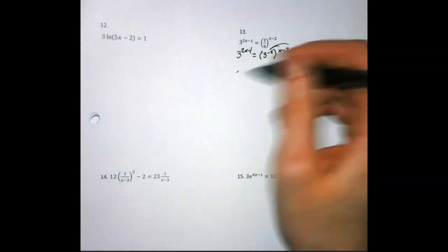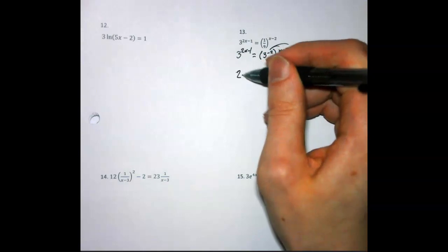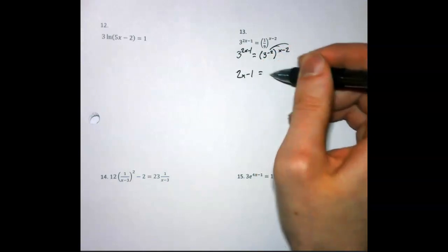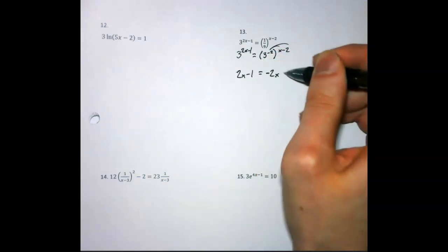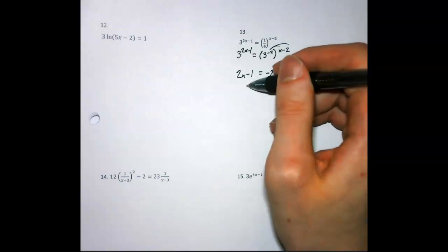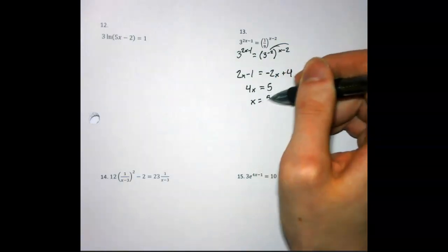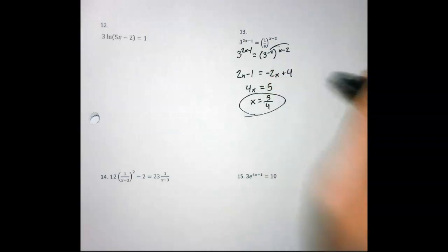So now we'll have our exponents set equal to each other. So we'll have 2x minus 1 equals negative 2x plus 4. Add our 2x over, add our 1. So x is going to equal 5/4.